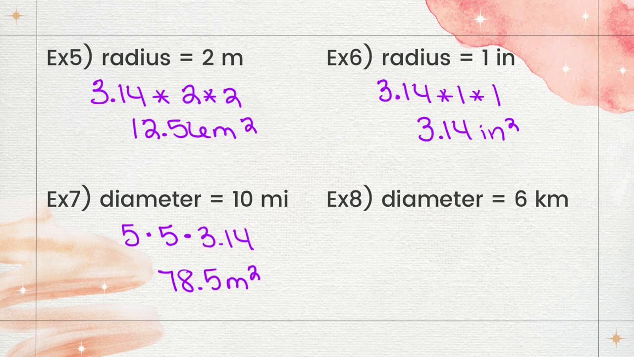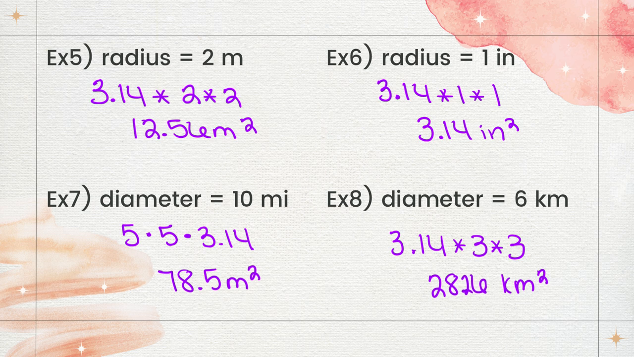All right. Example number 8. Mary Liddy, how do we solve it? So since it's diameter, you have to divide by 2, which is 3, and then 3.14 times 3 times 3. All right. Pick someone to answer. Zoe. I got 28.26 kilometers squared. Very good.